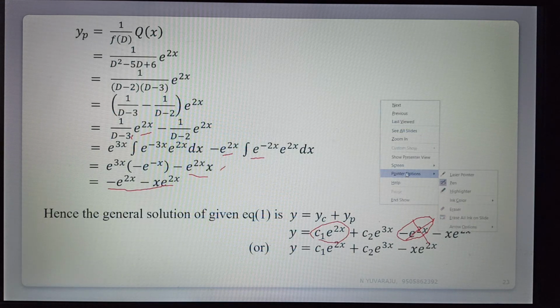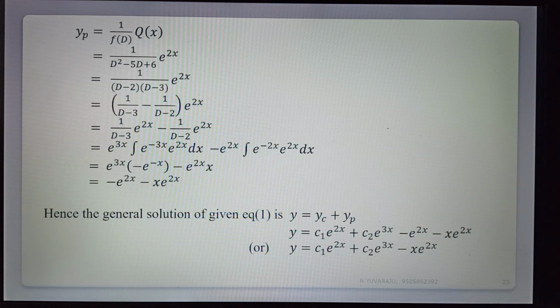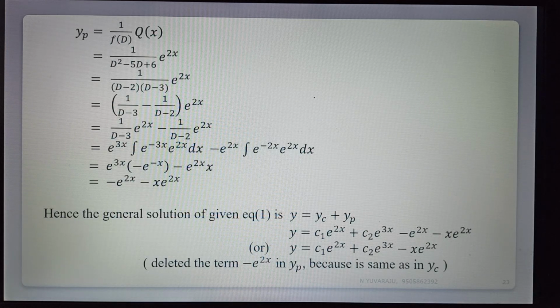So this is a solution of the non-homogeneous equation, the general method when 1 by f of d can be expressed as partial fractions. Okay. That is, delete the term minus e power 2x in yp because it is the same as in yc.